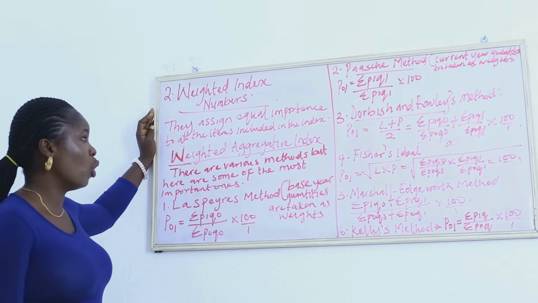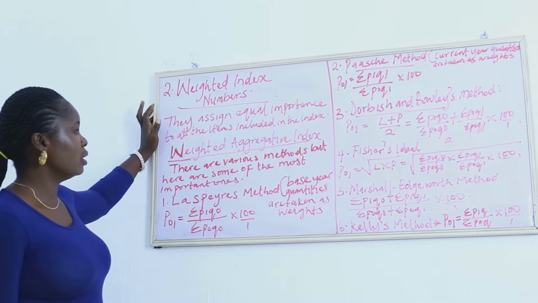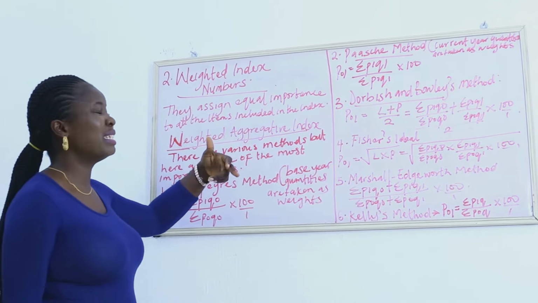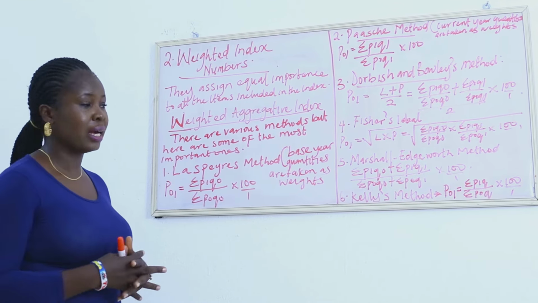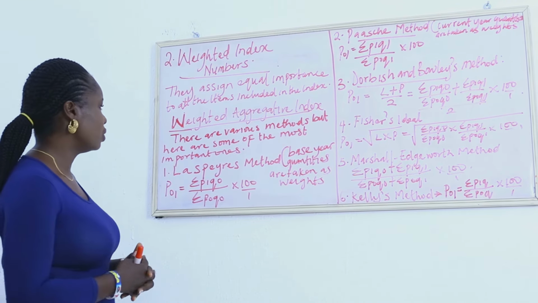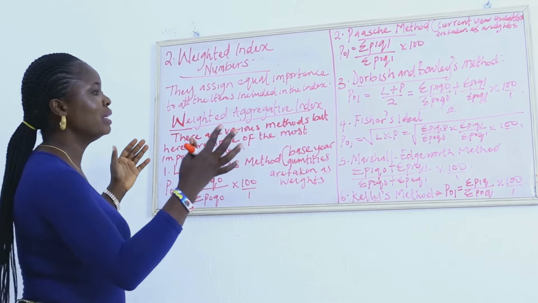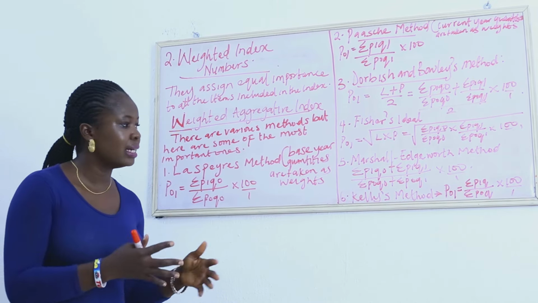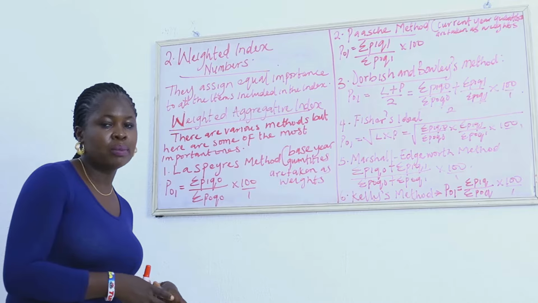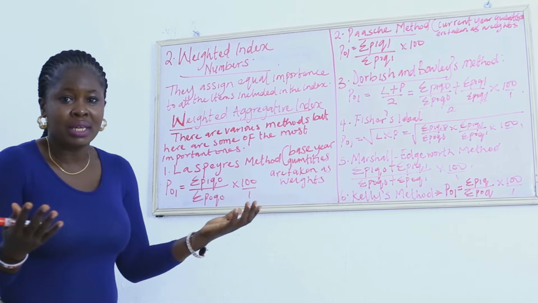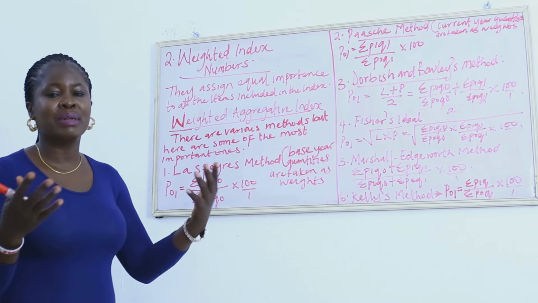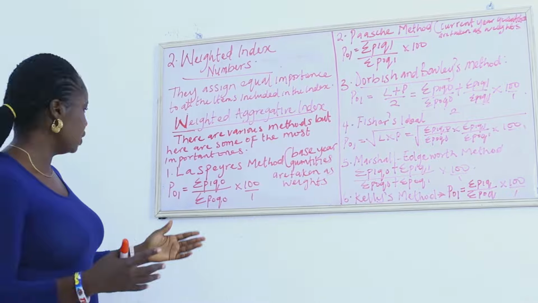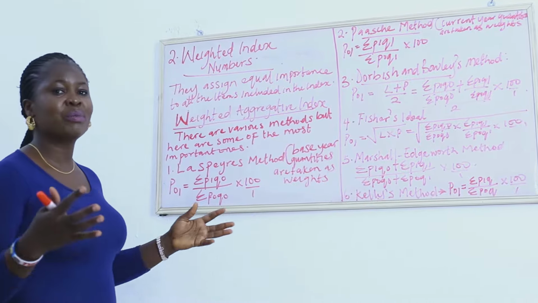Okay, the next one is the weighted index numbers, and as we can see on the board, the simple index numbers are assigned equal importance to all the items included in the index. Then we'll be looking at the weighted aggregative index first, and there are many methods that we can use, but I've listed about 6 of the most important methods to me. There are some other methods that are not included in this that you can find in textbooks, online, and like that, but to me these are the 6 most important.